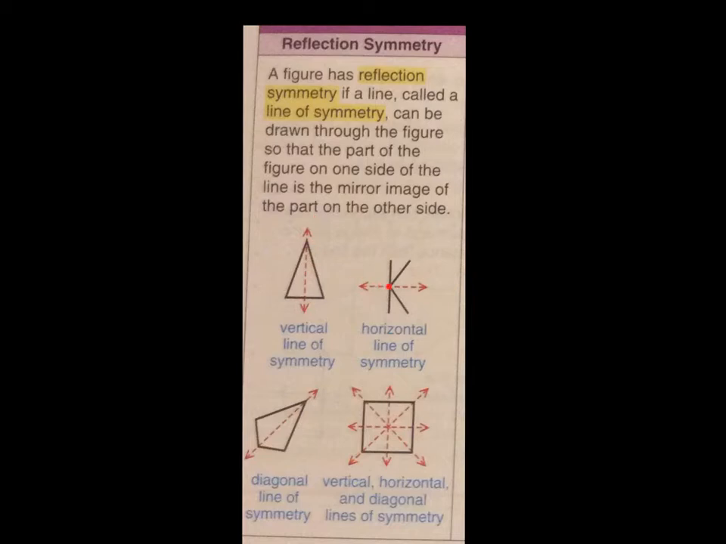The letter K has an example of using a horizontal line of symmetry. Here's a diagonal line, and this one has all of them. So you see, if we cut it down the middle, on the other side, it's exactly the same.